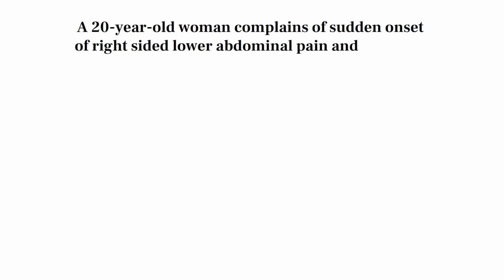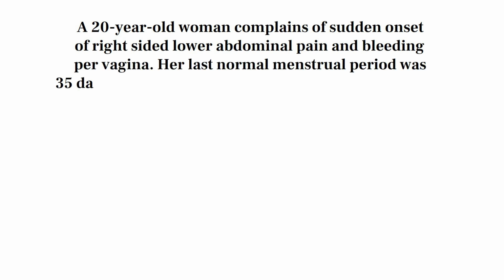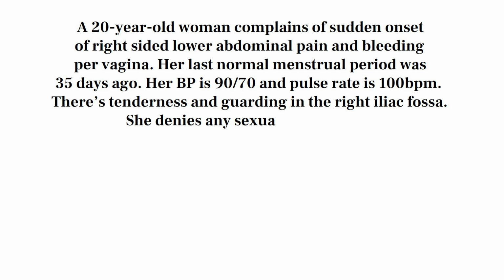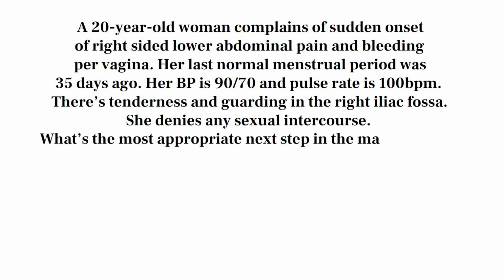A 20-year-old woman complains of a sudden onset right-sided lower abdominal pain and bleeding per vagina. Her last normal menstrual period was 35 days ago. Her blood pressure is 90/70 and pulse rate is 100. There's tenderness and guarding in the right iliac fossa. She denies any sexual intercourse. What is the most appropriate next step in the management?